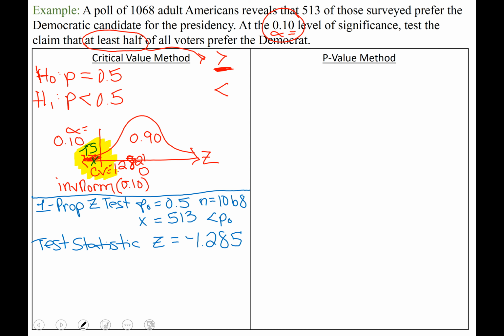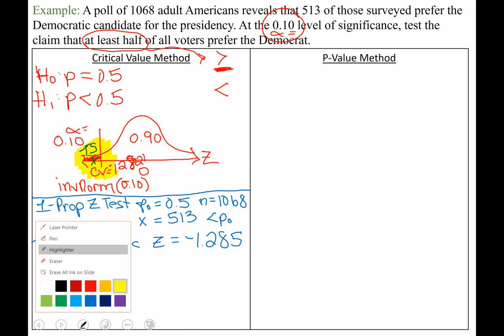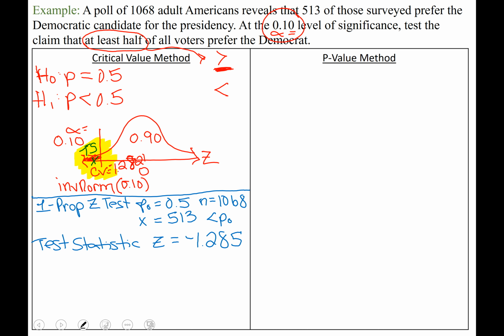Okay. That being said, it is time to make our decision, either to reject the null hypothesis or fail to reject the null hypothesis. And since our test statistic is in the rejection region, we are going to reject the null hypothesis.